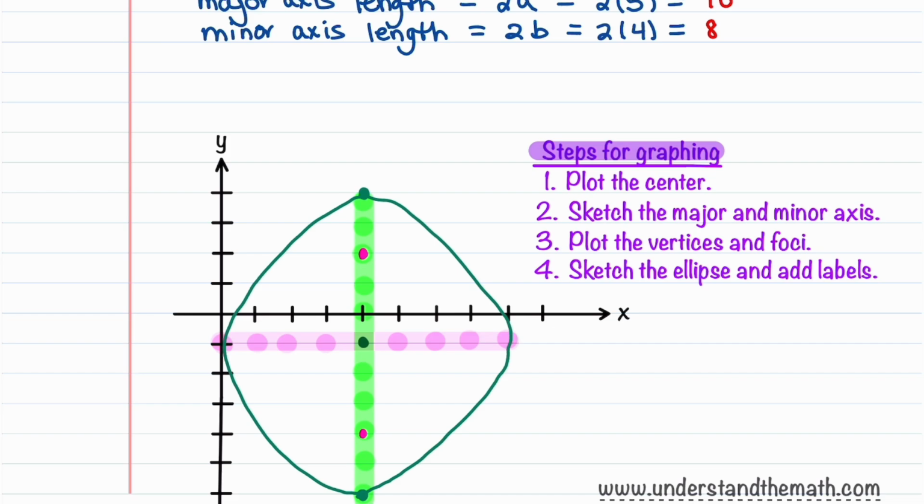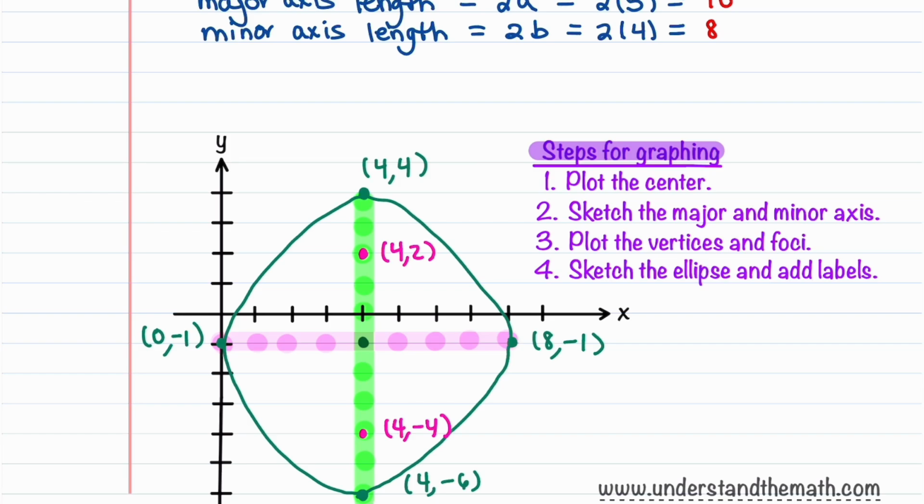Our vertex at the top is located at the point (4, 4). Our vertex at the bottom is located at the point (4, -6). This point here on the right is located at (8, -1). And over here, we have the point (0, -1). And then let's go ahead and put in our foci. This one is located at the point (4, 2), and this one is located at the point (4, -4).